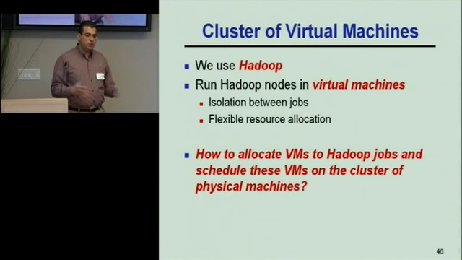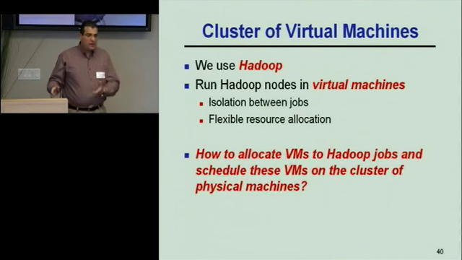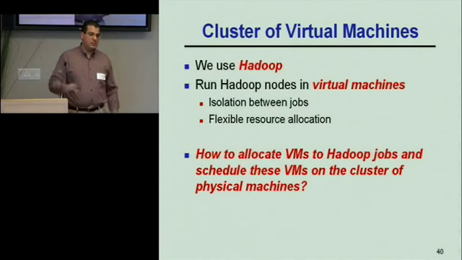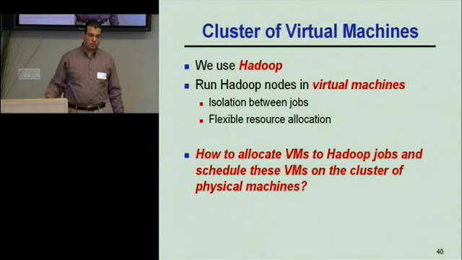Now, this can be done in any MapReduce scheduler. In our case, we use Hadoop, the well-known open source implementation of MapReduce, and we run the Hadoop nodes in virtual machines. So every job has a cluster of virtual machines that are each running Hadoop. Okay? Why do we do it this way? Because this helps us get isolation between the jobs, and it helps us in flexibly allocating resources to these jobs. However, this problem of scheduling MapReduce jobs can be tackled within a traditional MapReduce scheduler without using virtual machines.